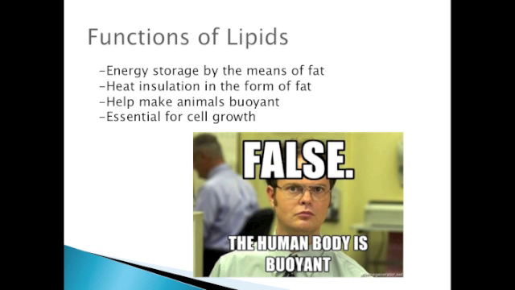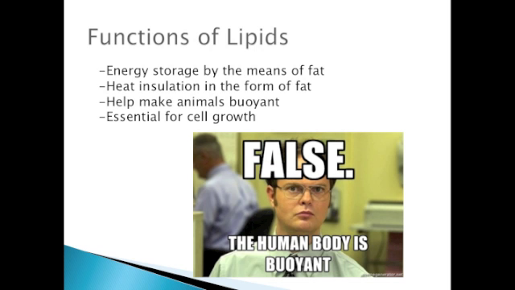So what are the functions of the lipids? Well, first of all, lipids store energy by means of fat. If ever the body needs energy, it's going to transform the fat into something the body can use. Always remember that lipids are not the primary source of energy for the body. It's actually carbohydrates. So lipids are probably the secondary or third means of energy for the body.